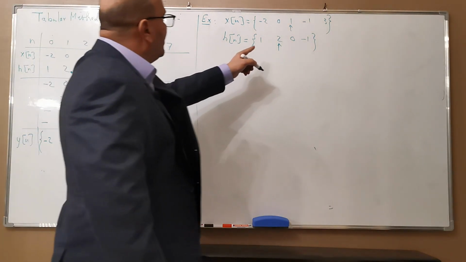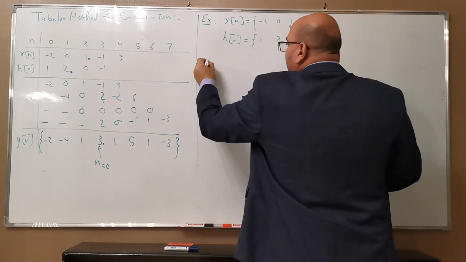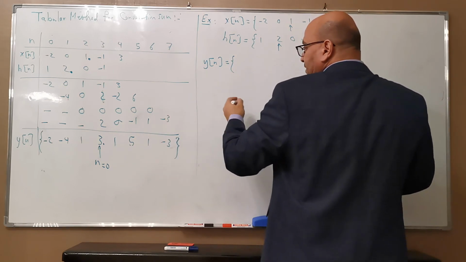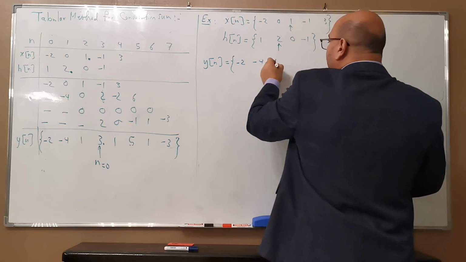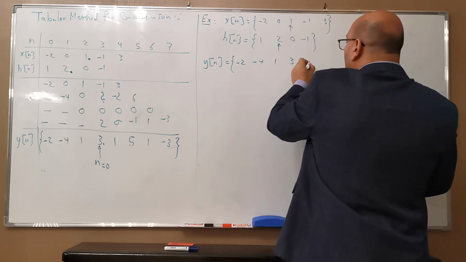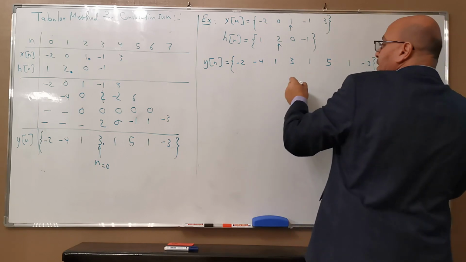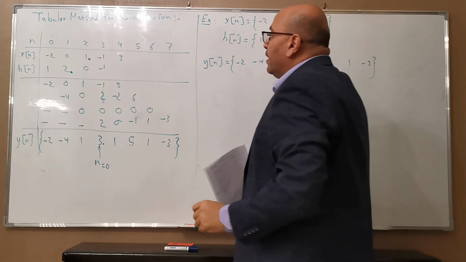So if you have those two sequences, then your y of n as an answer will be exactly the same answer, but shifted: -2, -4, 1, 3, 1, 5, 1, -3. And the arrow will be underneath the 3.